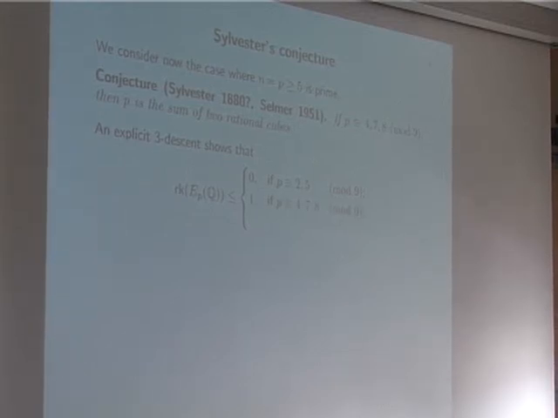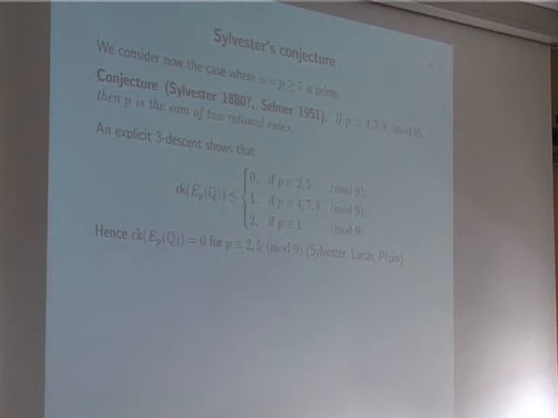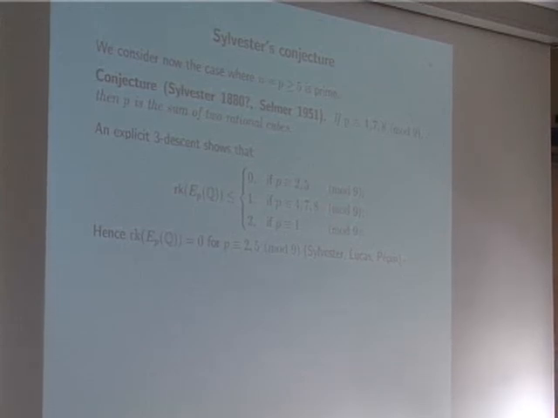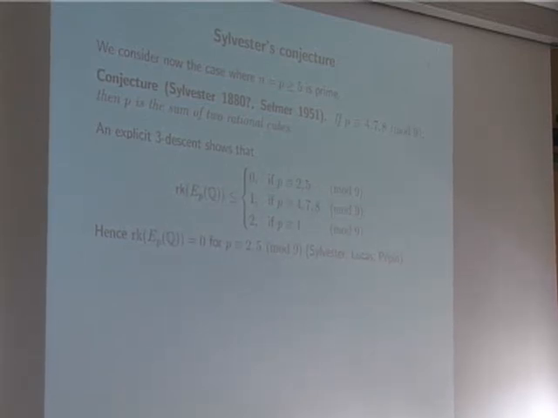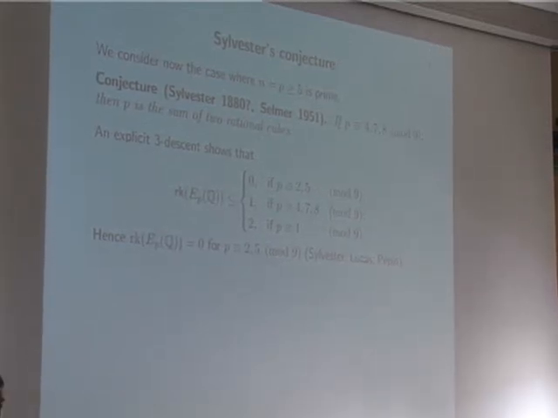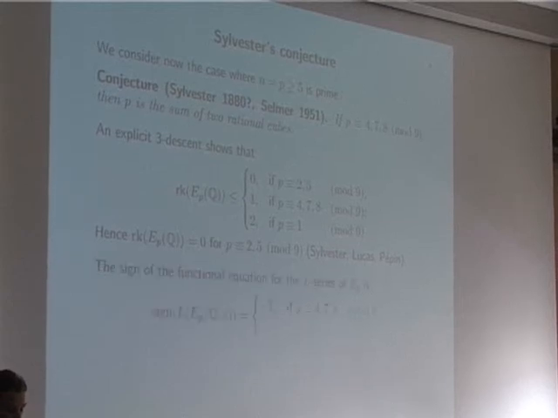It turns out that the 3-descent tells you that the rank is less than or equal to 1 if p is 4, 7, or 8 mod 9. And it tells you the rank is less than or equal to 2 if p is 1 mod 9. So the only prime we missed out on was, I guess, 3. But that's okay. All right, so like I just said, this immediately implies that the rank is equal to 0 when p is 2 or 5 mod 9. And in different language, but using an equivalent proof, this was proved by Sylvester in his 1880s paper, but also Lucas and Pépin. So that's a much older result.